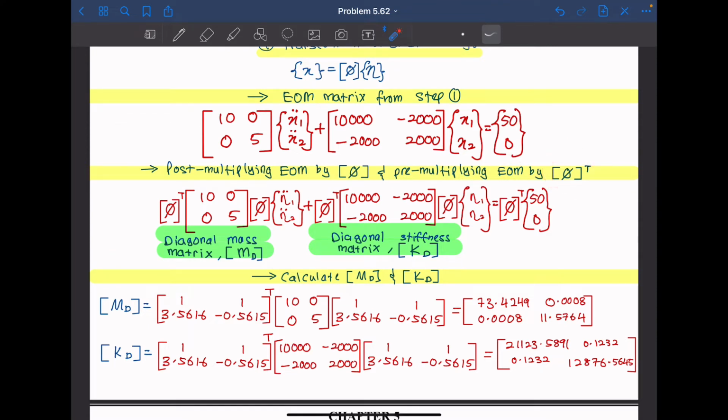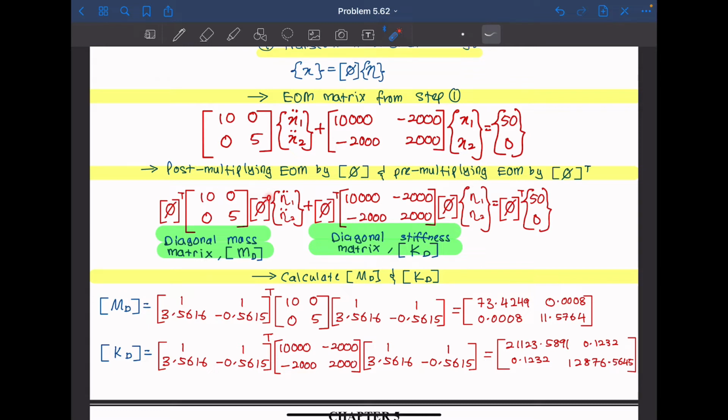So what is transpose? If I'm not mistaken, you already learned this in your linear algebra class, but I'm going to show you in a bit how to do it using your calculator instead, which is easier. So what is post multiply and pre multiply?